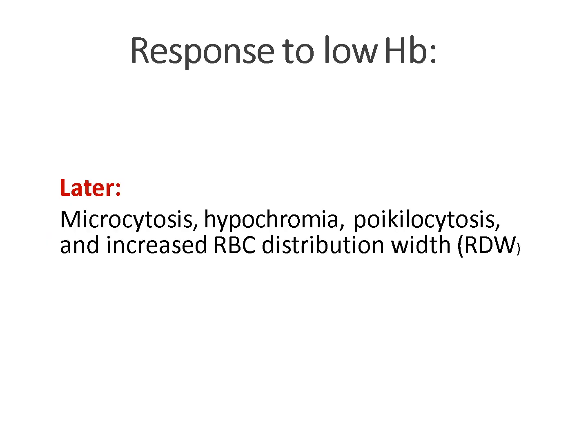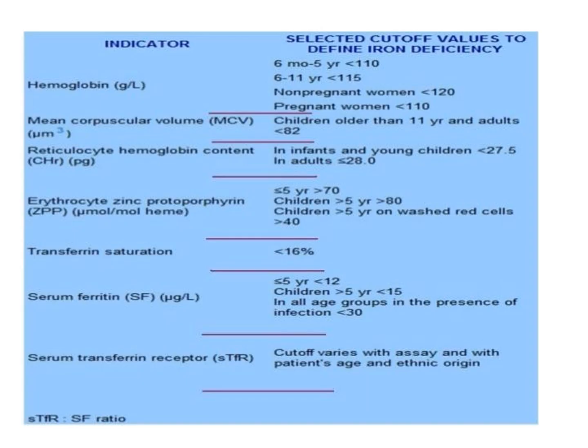Later response to low hemoglobin will lead to microcytosis, hypochromia, poikilocytosis, and increased RBC distribution width. The chart is showing selected cutoff values to define iron deficiency.